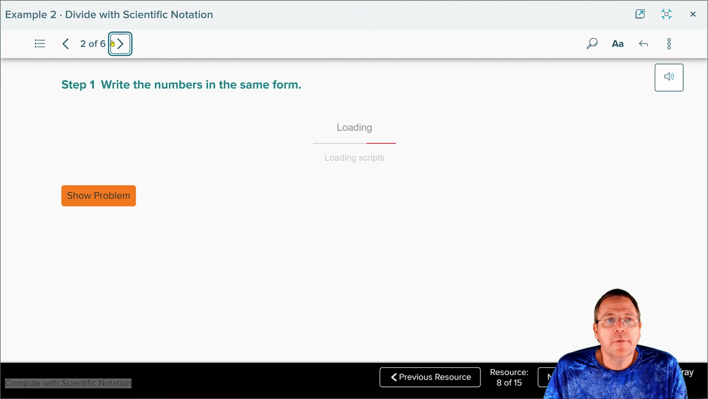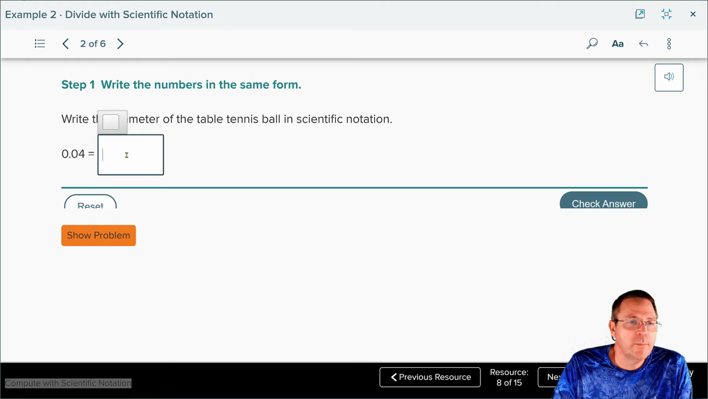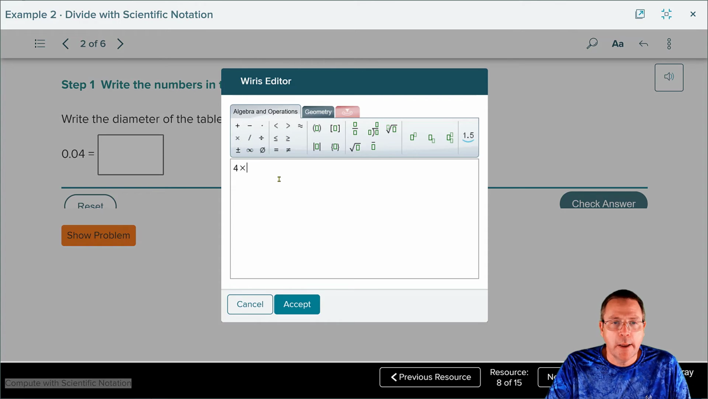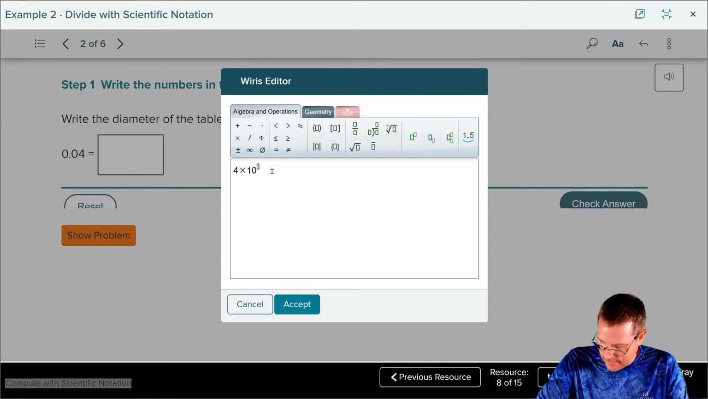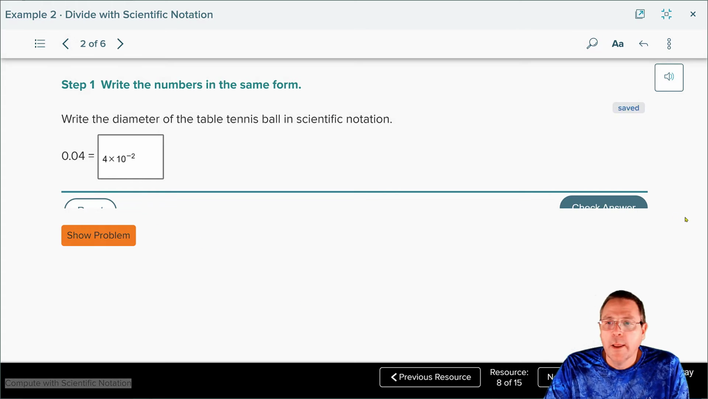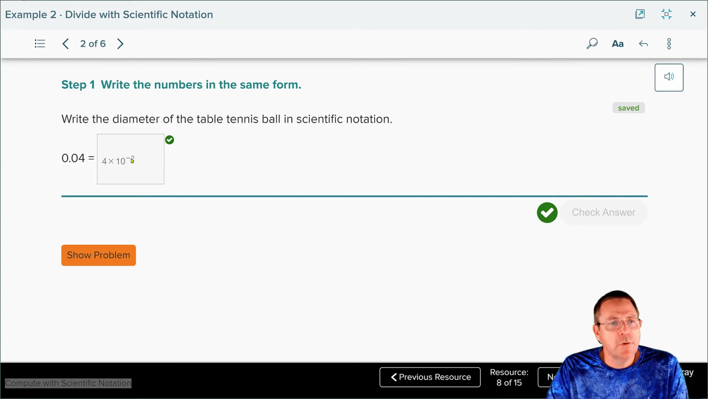First thing that means is we have to write the tennis ball in standard form. We're going to bounce that decimal 1, 2 spaces to the right. So that means we're going to have 4 times 10 to an exponent, and that's going to be a -2 because we're going from a number less than 1. Check your answer, and that part checks. So we have the scientific notation of the size of the tennis ball.